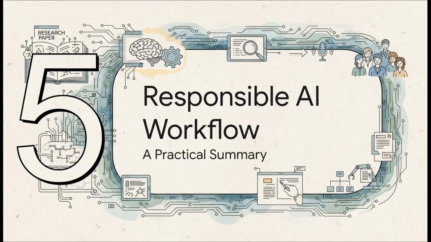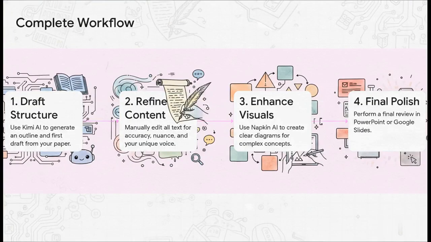Okay, so let's put it all together. What does this responsible, effective workflow actually look like from start to finish? Here it is in 4 clear steps. Step 1, draft your structure with Kimi AI by uploading your paper. Step 2, manually refine every single word to make sure it's accurate and reflects your unique voice. Step 3, enhance the clarity of your complex ideas by creating diagrams with Napkin AI. And Step 4, do a final polish in a traditional tool like PowerPoint or Google Slides to get everything looking just right.